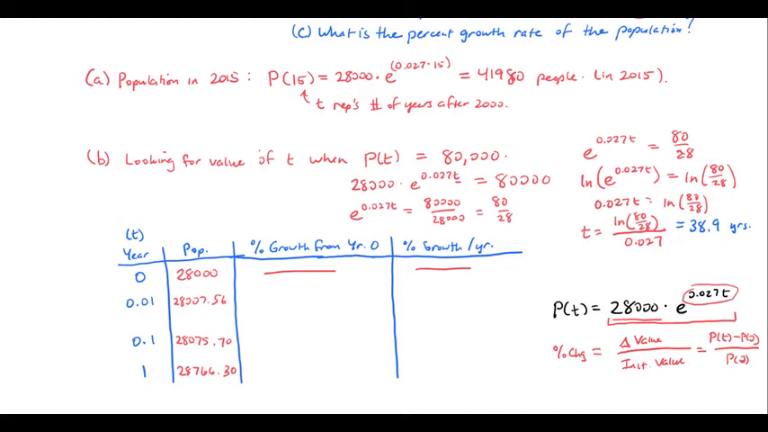So here, the percent growth at year 1 is going to be 766.3 over the initial population, 28,000. What does that come out to? That should be 766.3 over 28,000. That's 2.737%.